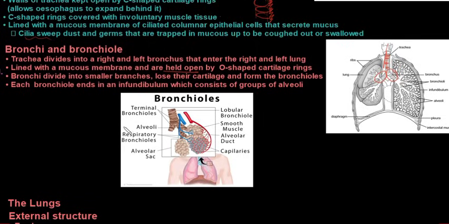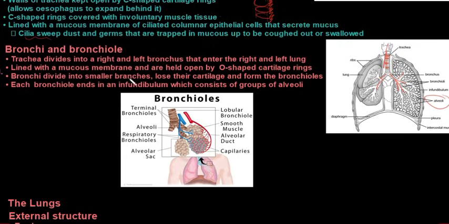Whereas if you've got a very thick, strong straw that's nice and big, you're going to be able to drink that milkshake to your stomach's content, if you would like to say it like that. So the O-shaped rings just help open up the bronchi. Then the bronchi divide into smaller branches, and they lose their cartilage and form the bronchioles. So let me just clear up the diagram there. So then the bronchi, you can see that they branch into smaller pieces, and those are then the bronchioles. And at the end of the bronchioles, you'll find the alveoli, but we'll get to that now.